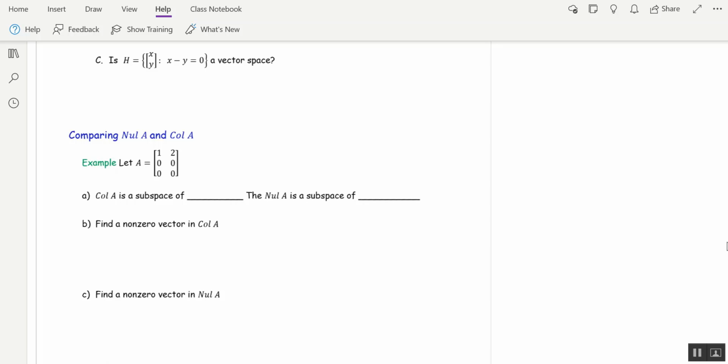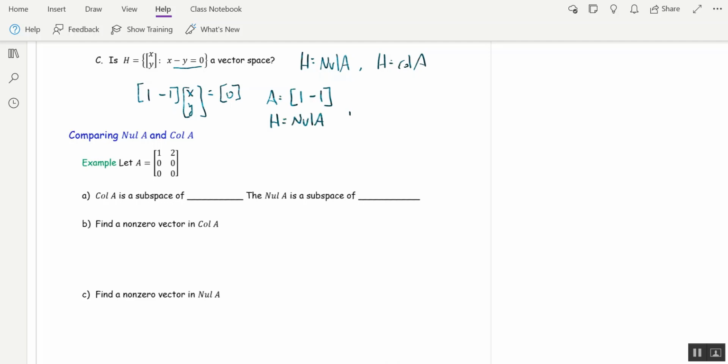Is H a vector space? Well, we've got 2 options at this point. We could show that H is null A for some A, or H is col A for some A. Now, since we're given an equation set equal to 0, I'm going to go with the first option, H is null A. So let's rewrite this equation in matrix form. Think of this as a linear system with just one equation. 1, negative 1, x y equals 0, and that's a 1 by 1. So our A is equal to the coefficient matrix 1, negative 1, and H is null A. So yes, the answer is yes.